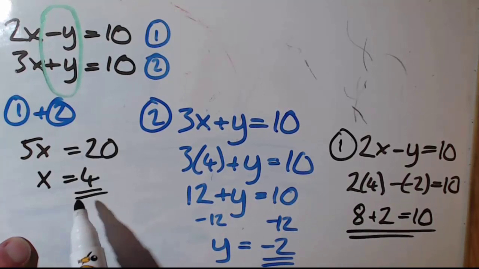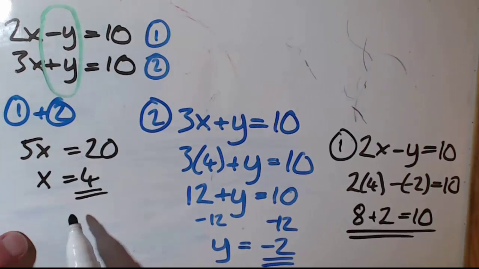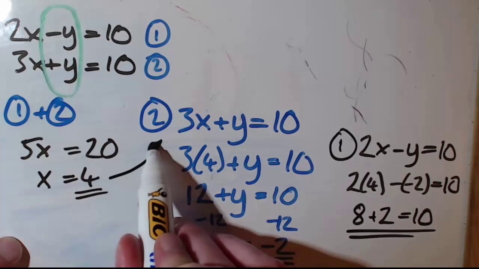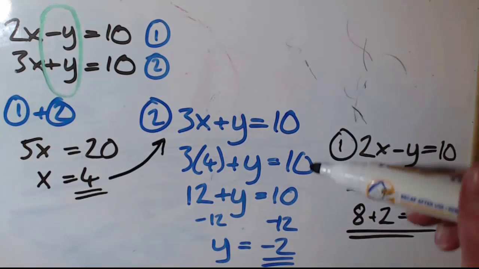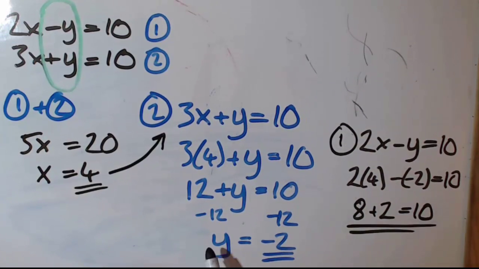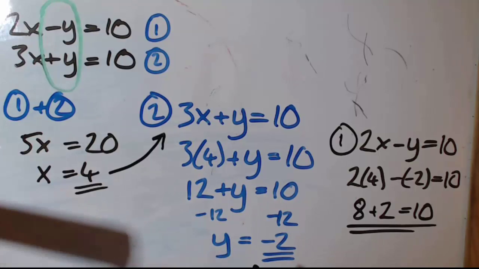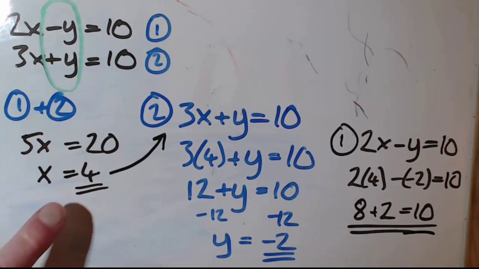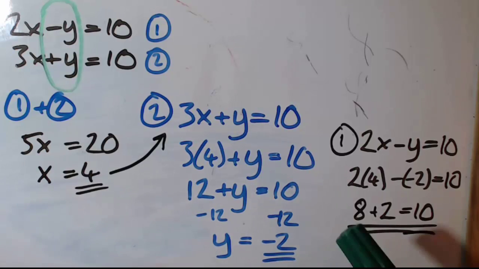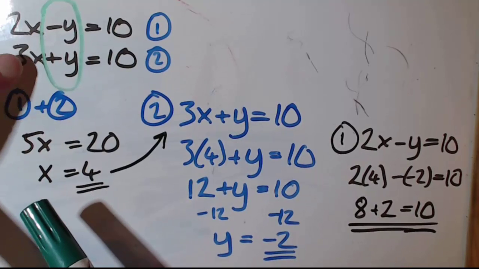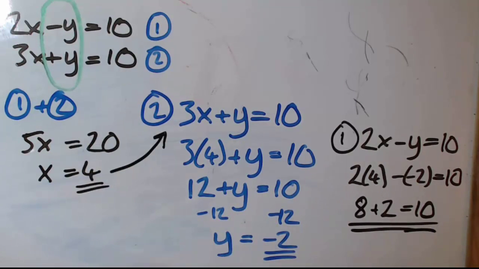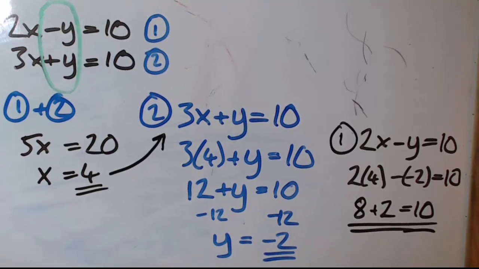So we've worked out what x is by eliminating y. Once we've worked out what x is, we've put x back into one of the equations. We've then worked out y, and then we've substituted both x and y into the other equation, and that confirms that x and y are indeed 4 and minus 2. And remember, the value for x in that equation is going to be the same as the value of x in that equation, same with y. Okay, so hopefully that's another example that explains it as well.